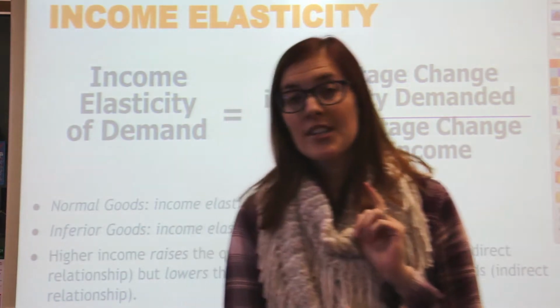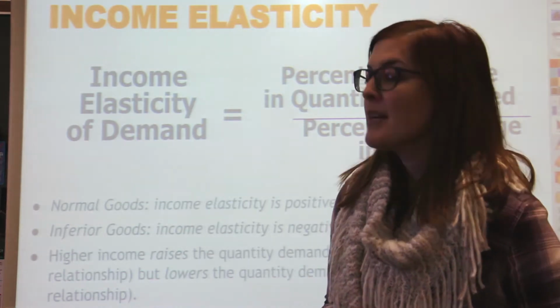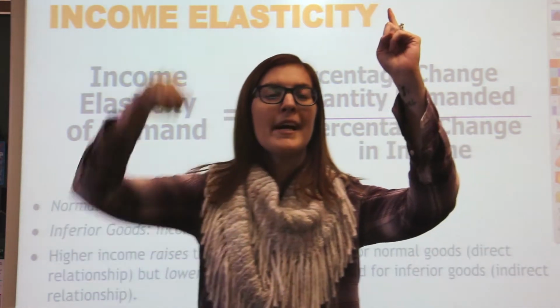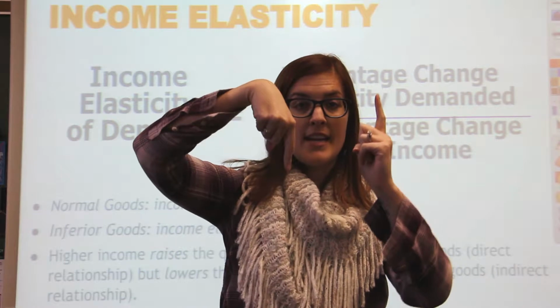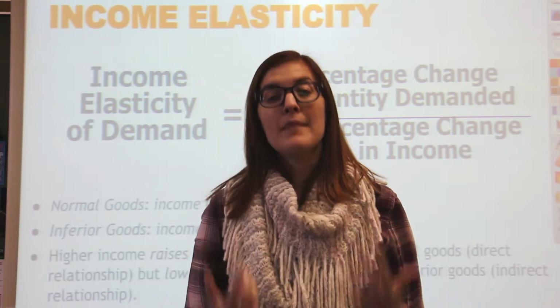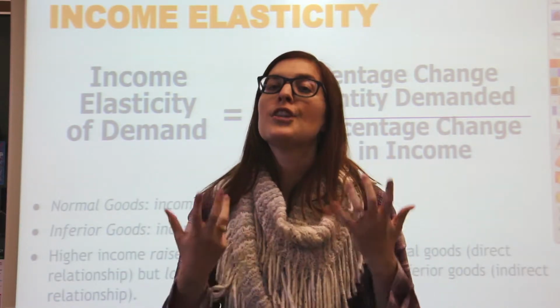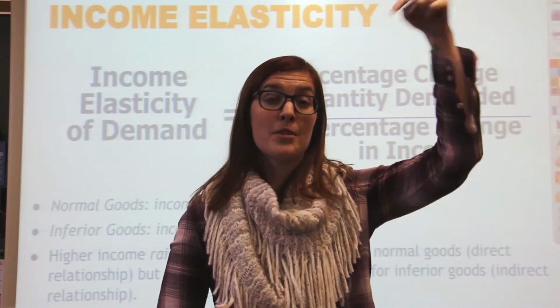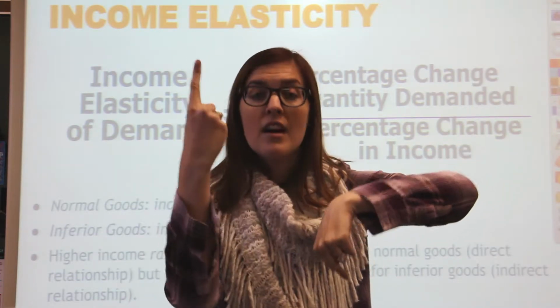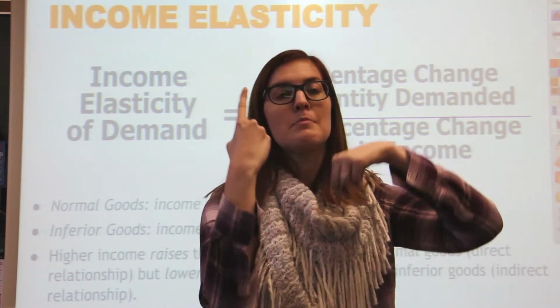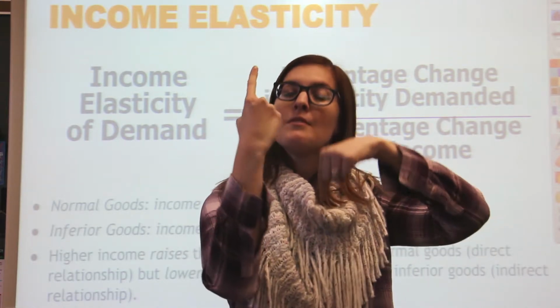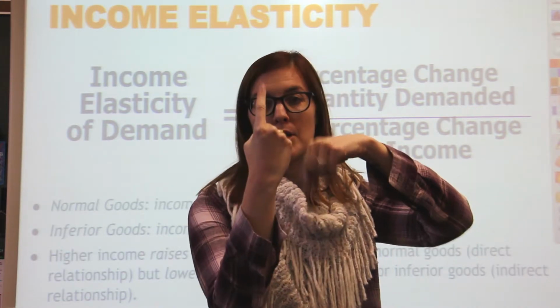And then inferior goods will be the negative number. Because if my income goes up and I buy less of a good, that's a negative coefficient, which means it must be an inferior good. Or if my income goes down and I buy more of that good, that must be an inferior good. So inferior goods have a negative number between the two.